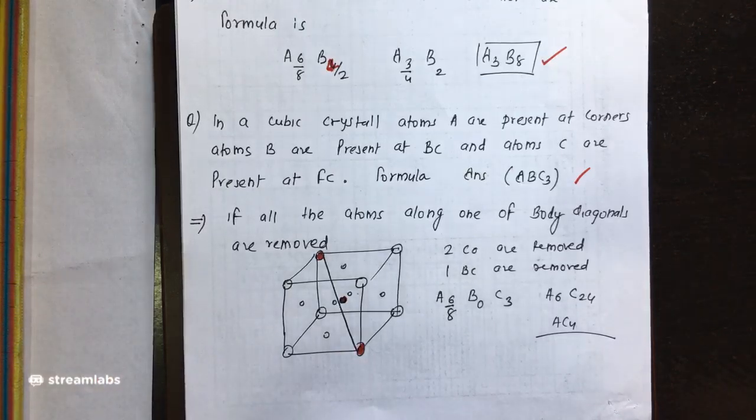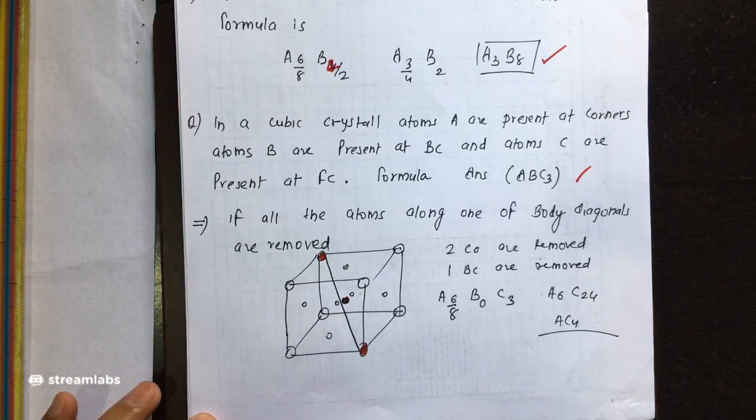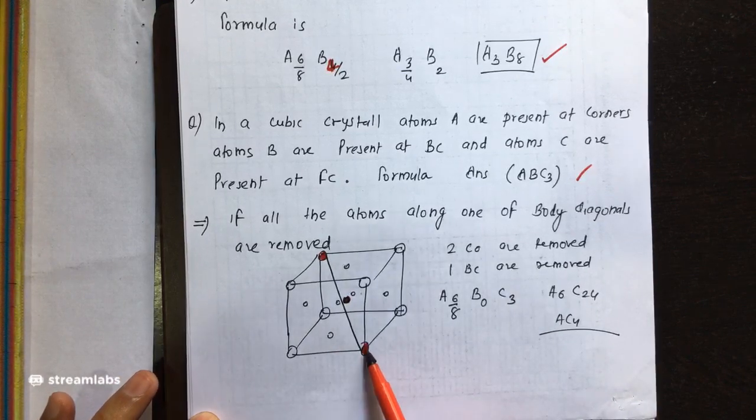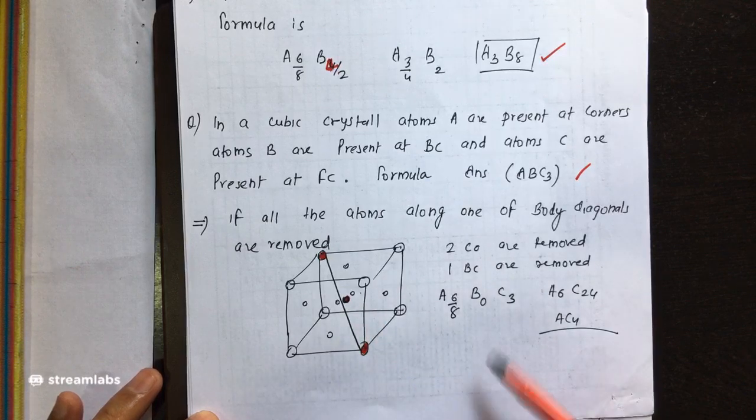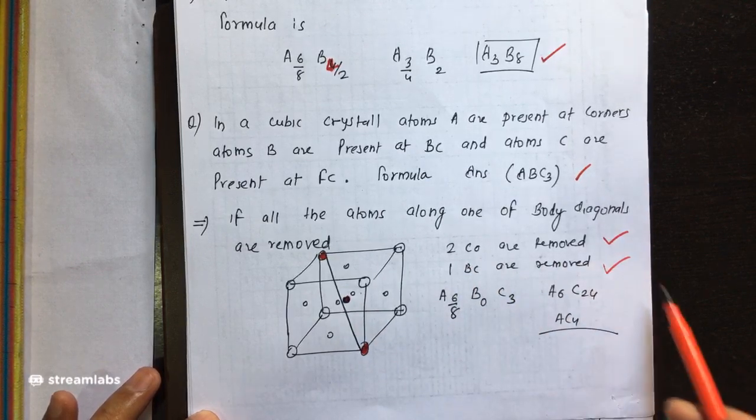So what have we done? If all the atoms along one of the body diagonals are removed, dear students, you can see the figure here. This is the body diagonal. If you remove one of the body diagonals, then these 2 corners will be removed and 1 body center will also be removed. So 2 corners are removed and 1 body center is removed.